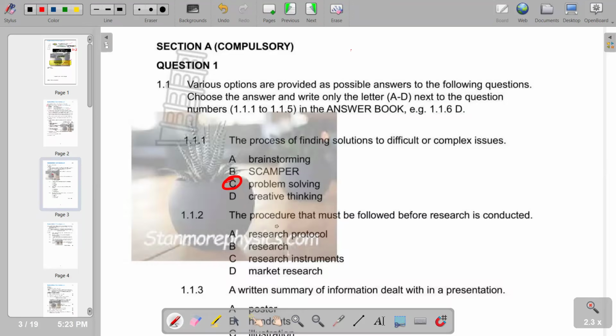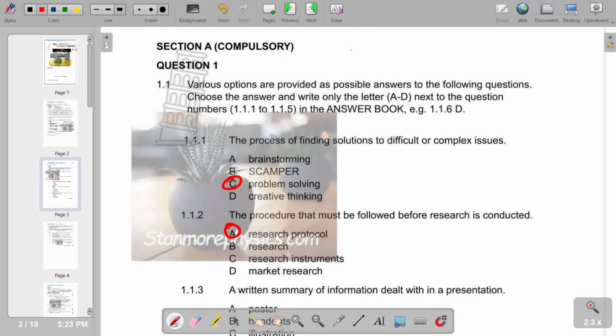The second question: the procedure that must be followed before research is conducted. We've got research protocol, research instruments, market research. The correct response there is a research protocol. Remember, a research protocol addresses the research question and also describes specific elements of the study, such as methodology, and it also addresses design and objectives. Basically, that's the description of our research protocol. So this is the correct response on question 2.